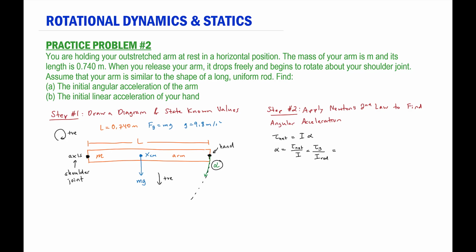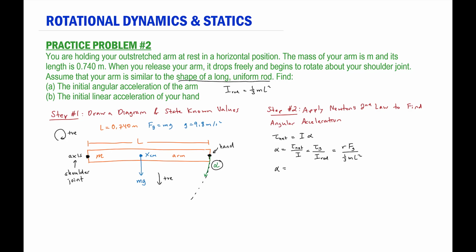And we know that we need the moment of inertia of a rod. So just remember, the arm has the shape of a long uniform rod, so I of rod is equal to 1/3 ml squared. So now we know that the equation for torque is the distance the force is being applied times the force itself. So R Fg divided by 1/3 ml squared.